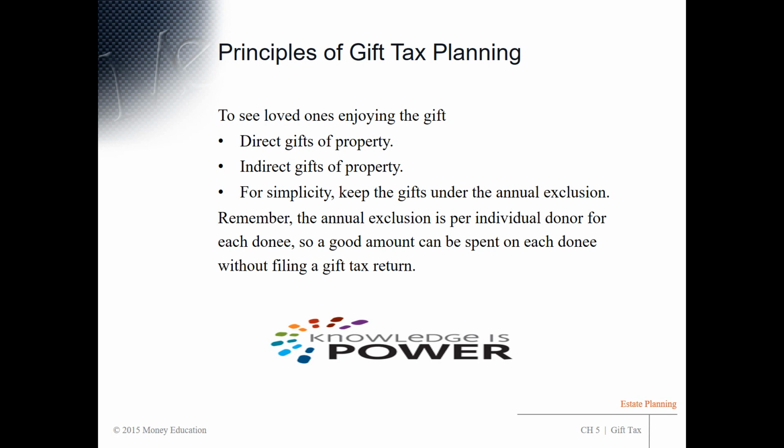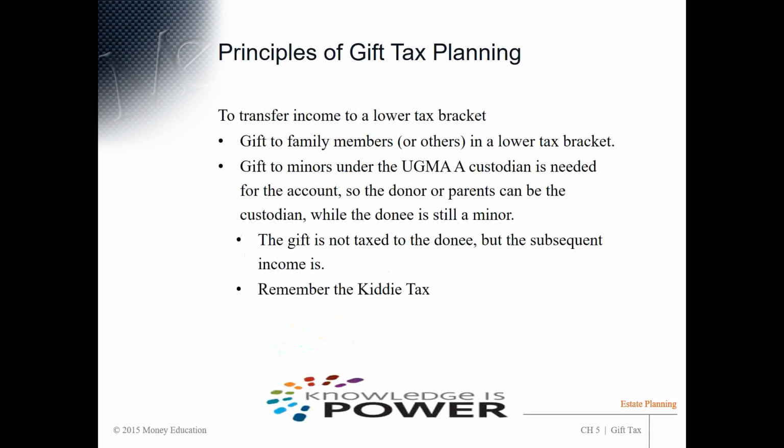And again, often simplicity is desired. So for simplicity, keep the gifts under the annual exclusion. So remember, the annual exclusion is per individual donor for each donee. So a good amount can be spent on each donee without even filing a gift tax return, much less paying gift tax. Now, if you want to transfer income to a lower tax bracket, you can certainly give to family members or others. I mean, you can do it for others if you want in a lower tax bracket.